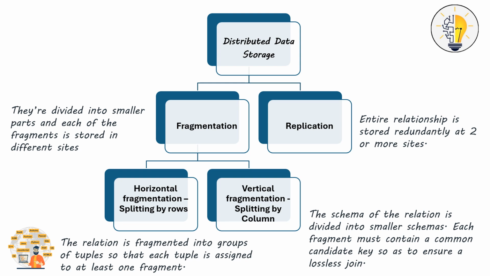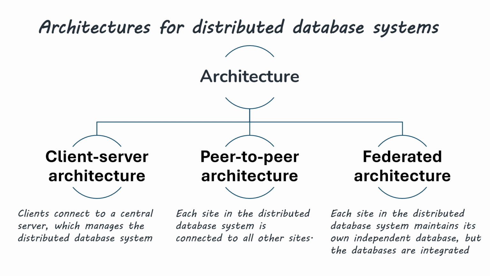Now there are different architectures available for distributed database systems, namely client server, peer-to-peer, and federated architecture. What is client-server architecture? In this architecture, the client will be connecting to the central server. The client will have a hub, that is the central server, which keeps managing the distributed database system. In peer-to-peer architecture, each and every site in the distributed database system will be connected to all the other sites.